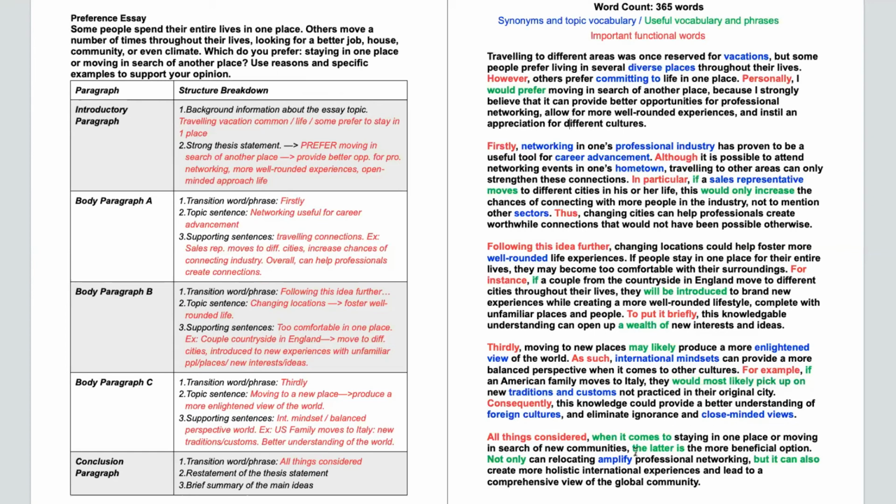Also in my conclusion, I have when it comes to, this is a nice phrase when you want to be specific, and the latter is. This is really nice when you don't want to write another sentence explaining which option you're talking about. So for example, all things considered, when it comes to staying in one place, this is my first option, or moving in search of new communities, this is my latter option. I've basically just said the latter is the more beneficial option.